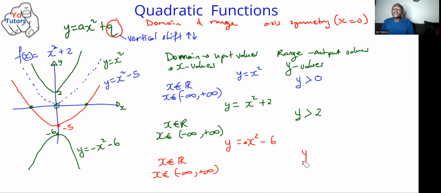We can see that in terms of the range, y is occupying negative 6. It's less than negative 6. So our range here is from negative 6 downwards. That's what is happening here. So y is equal to negative 6 going down. It's below negative 6. That's what we see there.